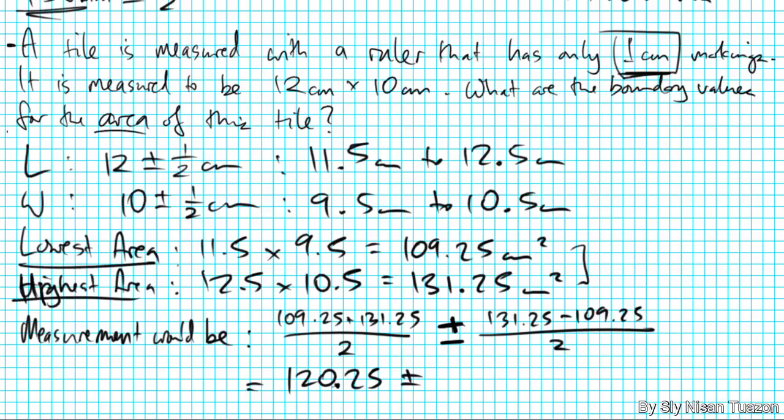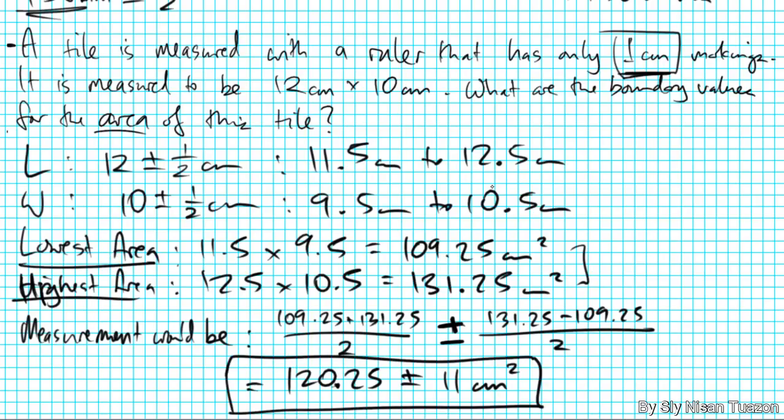finding the difference, 131.25 minus 109.25, 22 divided by 2 is going to be 11 square centimeters. Alright, so you would do that if it's asking, can you just state the measurement? If it's asking for the range of the values, then you provide the boundary values.